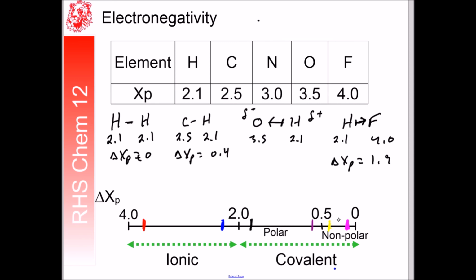But if you think about it as a continuum, it turns out the blue and the black are probably most similar, and those two are probably most similar.